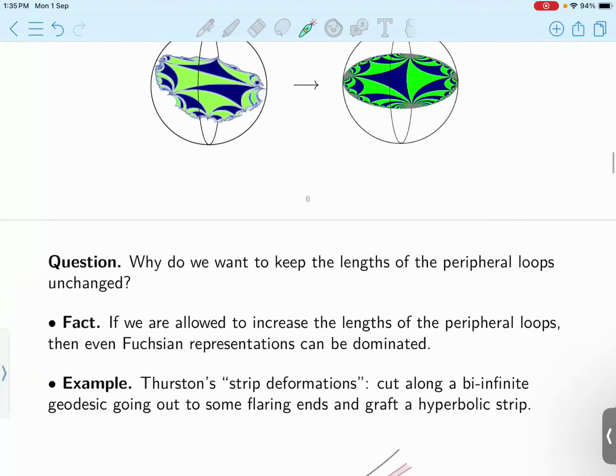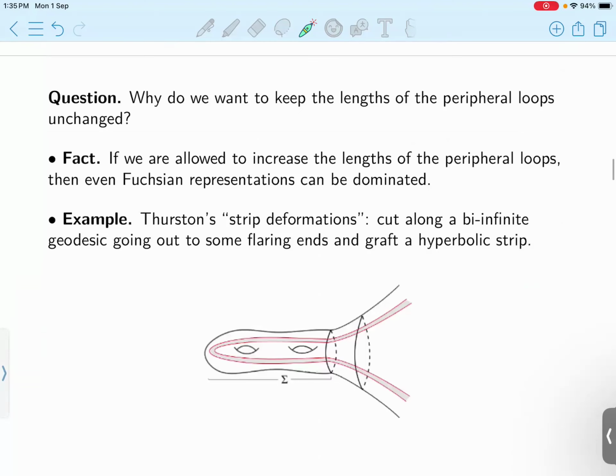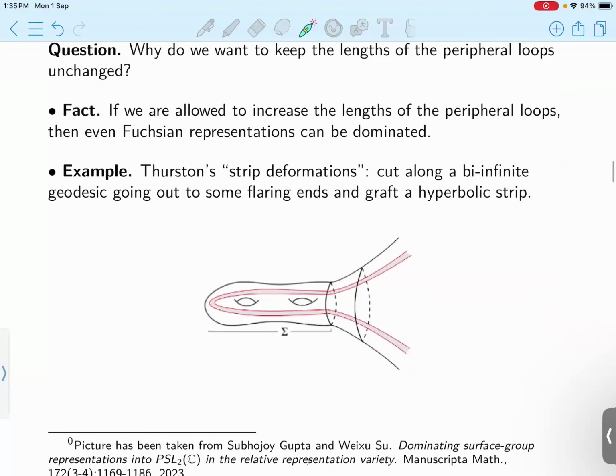As a matter of fact, if we are allowed to increase the length of the peripheral loops, then even a Fuchsian representation can be dominated by another Fuchsian representation. One such example is Thurston's strip deformation, where we cut along a bi-infinite geodesic that is going out to some flaring end, and we graft a hyperbolic strip in between. The resulting hyperbolic surface dominates the initial hyperbolic structure.